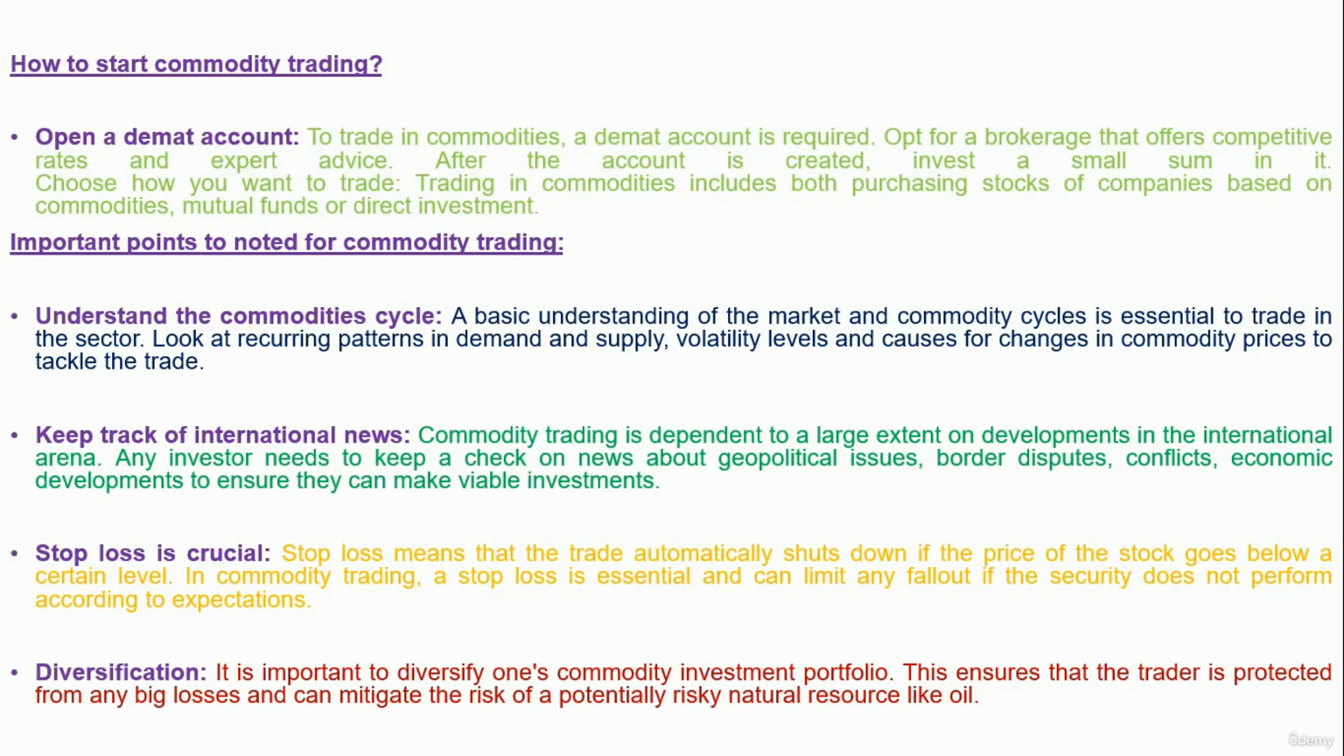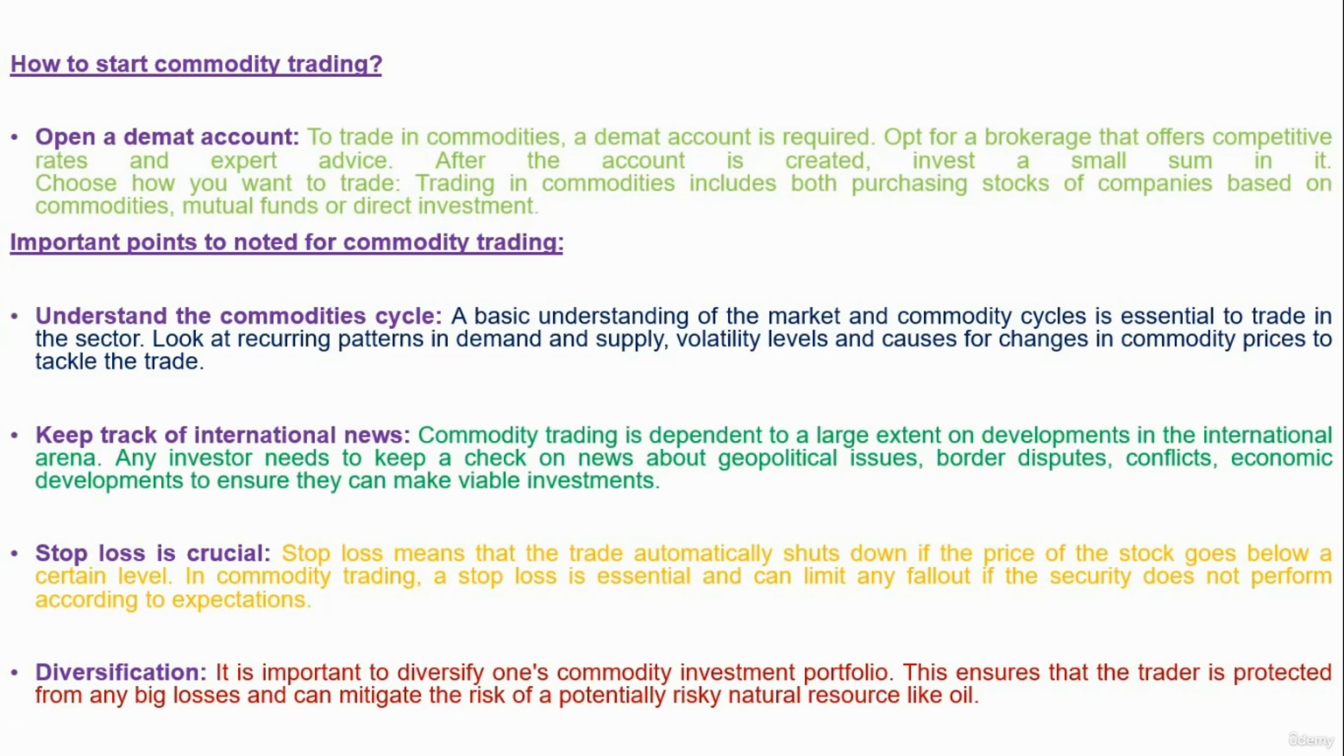So there are some important points that you should understand, and you should note that in mind. First thing is understand the commodity market. It is really critical. Understanding the commodity cycle is essential to trade in the sector. So look for recurring patterns in demand and supply. The second is volatility level. The third is causes for changes in the commodity prices to track the trade.